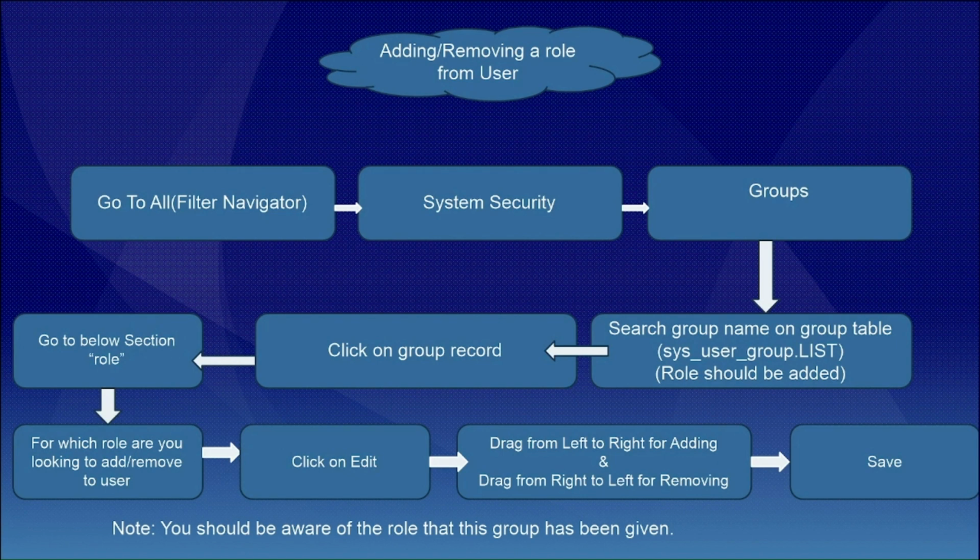After this you can see the group record. Click on the group record, and under this you can see the Roles section. Yes, this group is providing this role. Accordingly, you can click on the Edit button. After this drag from left to right for adding and from right to left for removing. Then click on the Save button. According to this you can add or remove a role from a user.